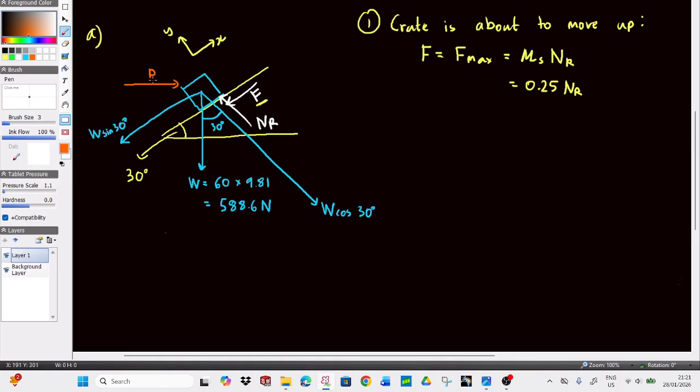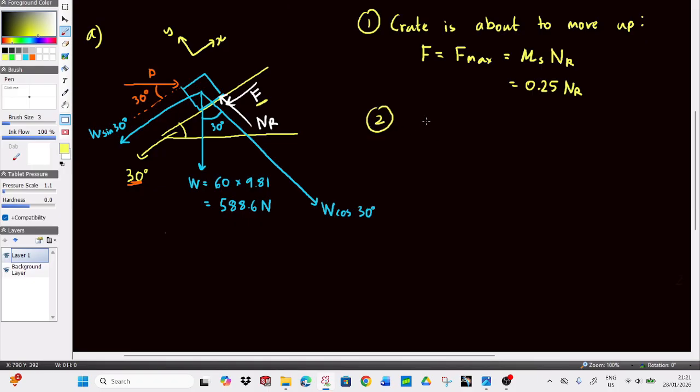By the way, before I go on, the angle that P makes to the surface of the crate here is also 30 degrees, so it's the same as the 30 degrees of the slope. So let's proceed and solve this problem.